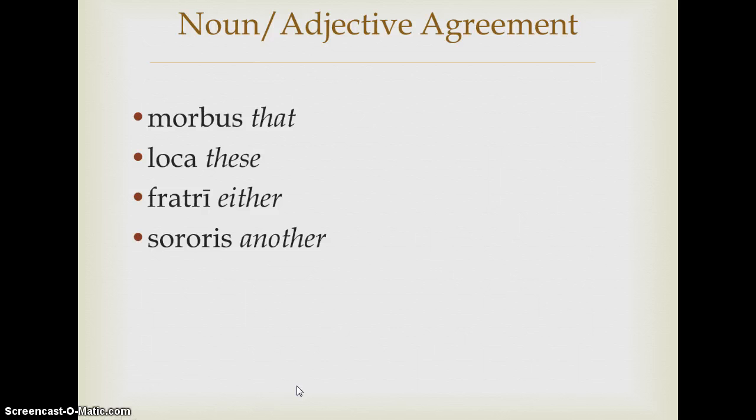Okay, so I would like for you guys to take a moment to write down morbus, loca, fratri, and sorori. Some of these might be found in the Chapter 9 vocab, not just Chapter 8. And I want you to match that with morbus, these with loca, and then two of our new IUS adjectives, either and another, with fratri and sorori. Same gender, number, and case.